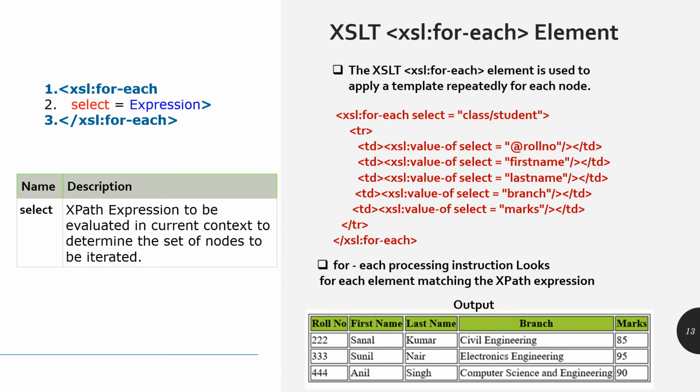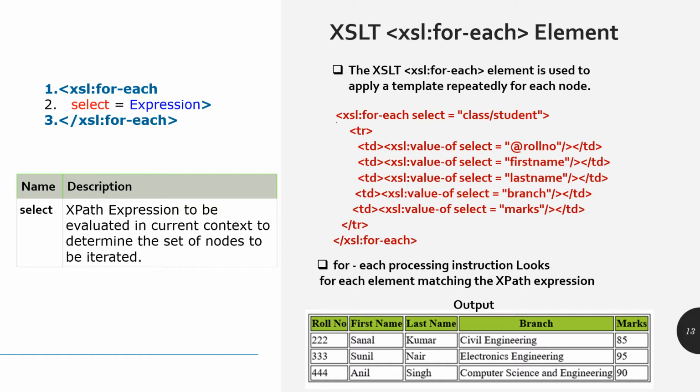Now we are going to discuss the for-each element. This is used to apply a template repeatedly for each node. In the last section we discussed the use of for-each. So as we discussed earlier, the value of that will be accessed for getting all records. Anyway, for-each should be executed. The syntax is like this.